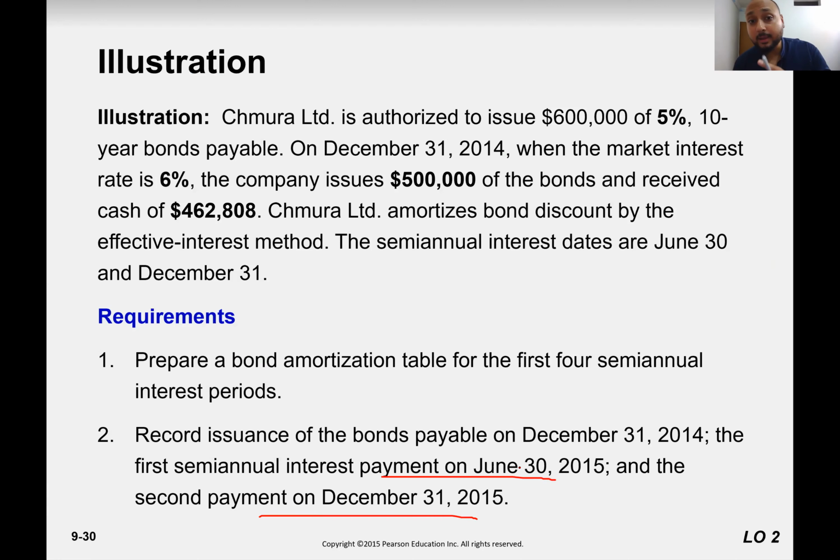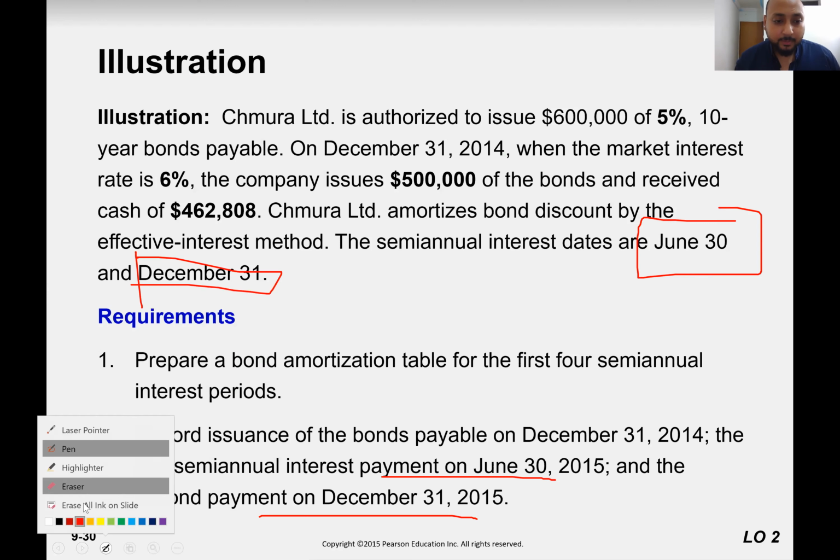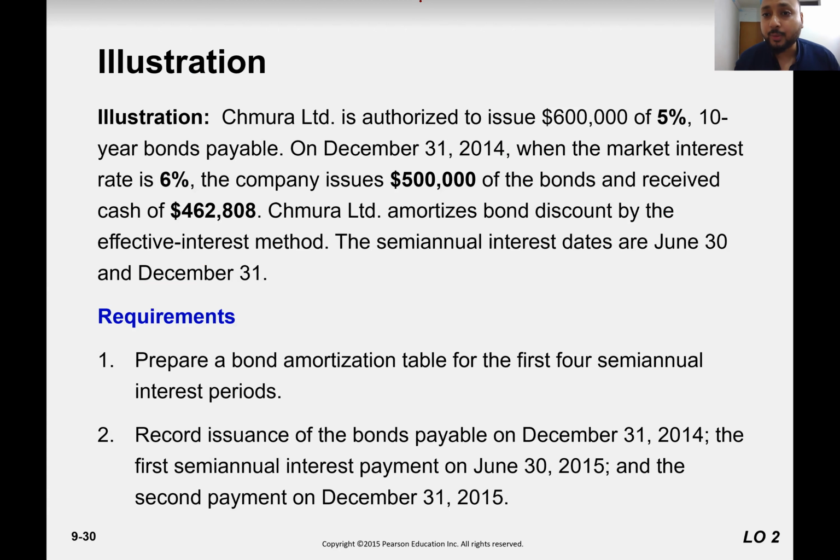So remember, here we do not have any interest payable. Why? Because the payment dates are within the accounting year. In our example that we just did, the second payment was on the 1st of January next year, but this is in this year, so we don't have any interest payable. So just take a picture, and I'm going to be setting up the breakout room. You have 15 minutes to do this example.